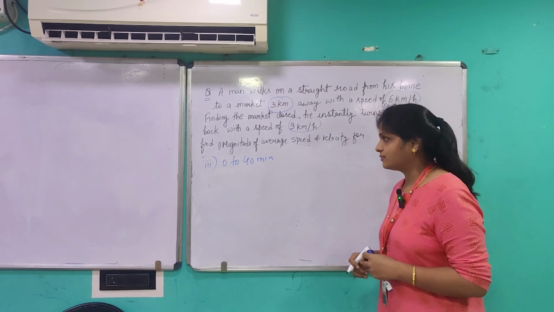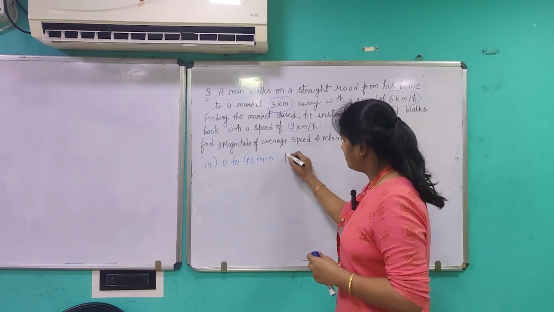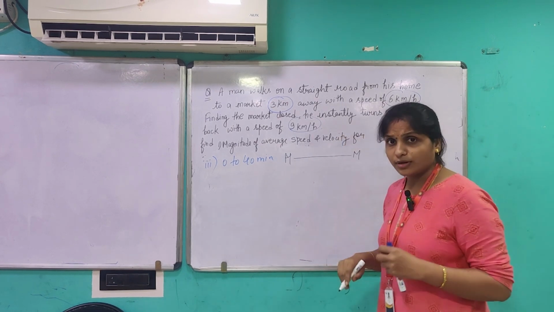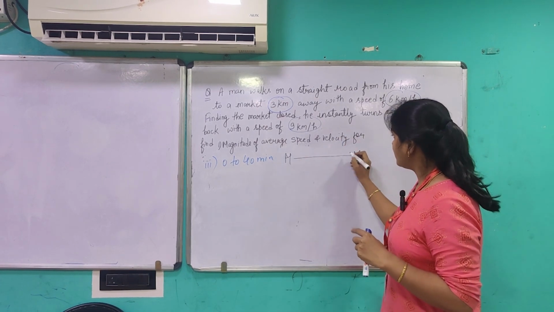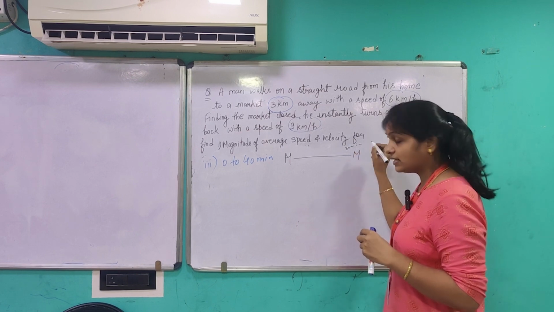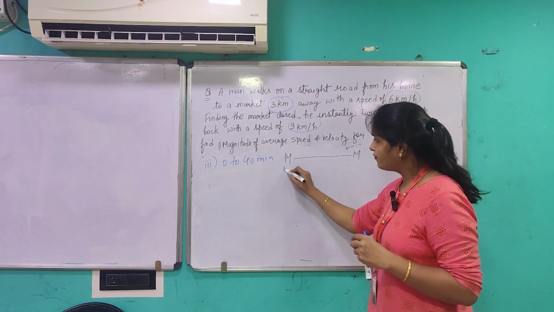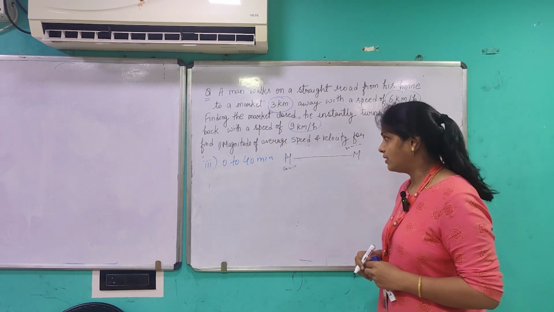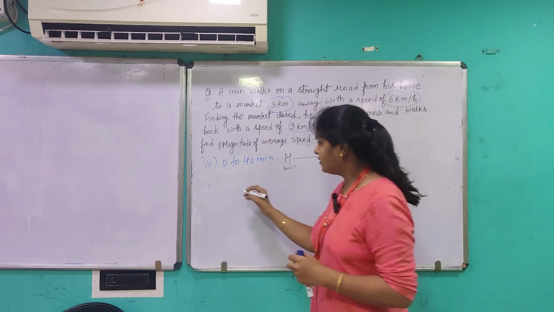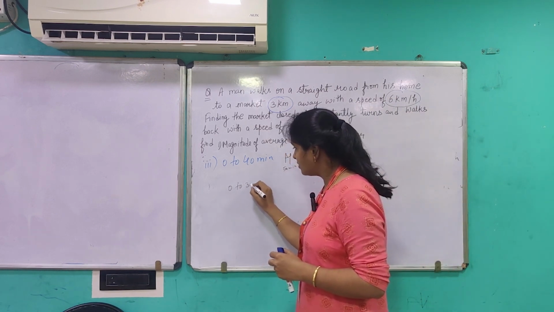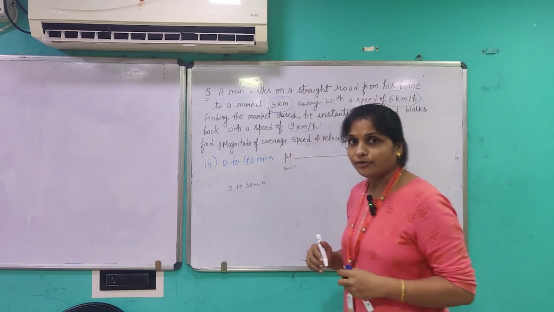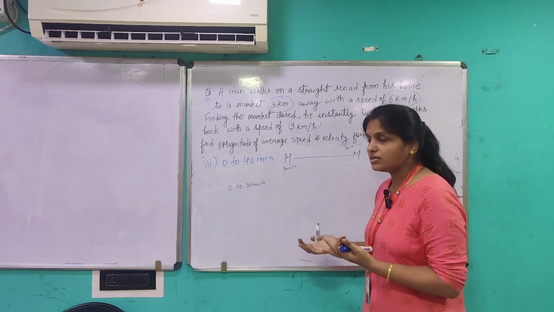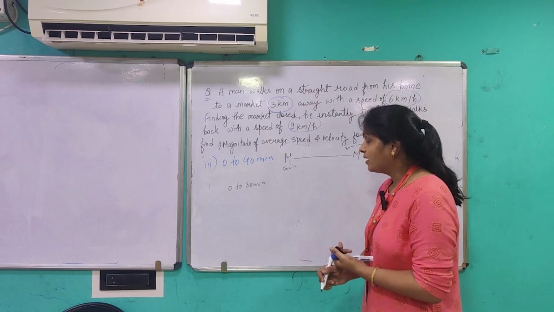0 to 40 minutes. So, again, this is home, this is market. Okay, listen. Home to market in 30 minutes. Market to home in 50 minutes. So, 40 minutes will be in between home and market, right? So, I have information from 0 to 30 minutes. Distance is 3 kilometer. Time is half hour.